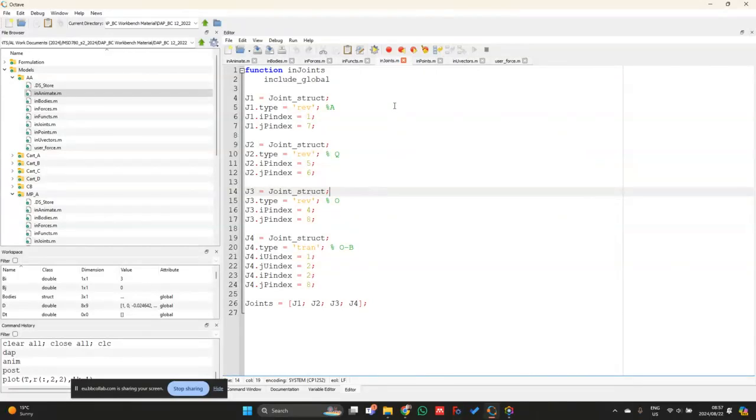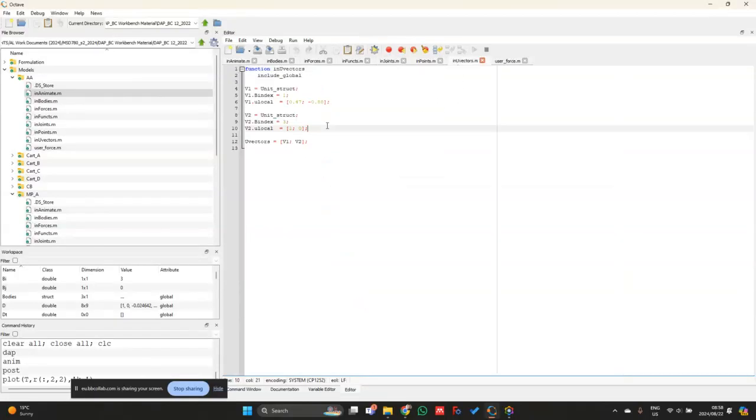Then in joints, I specify the 3 revolute joints that I have, but now I have this additional translational joint as well. So this is then J4, and for a translational joint, I need to give it an IU index and a JU index, so the 2 unit vector indices. And then together with that, I also need to specify the 2 points along which these translational joints are working. So to illustrate this, we can go to the in U vectors over here.